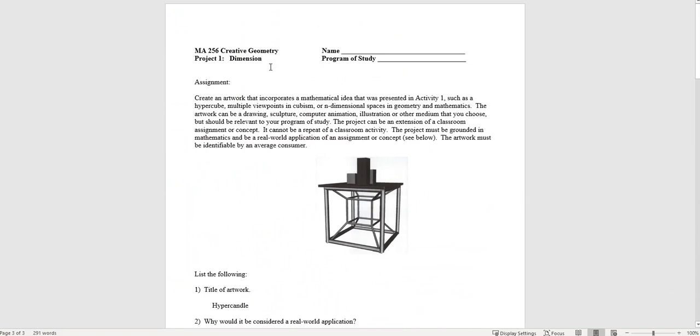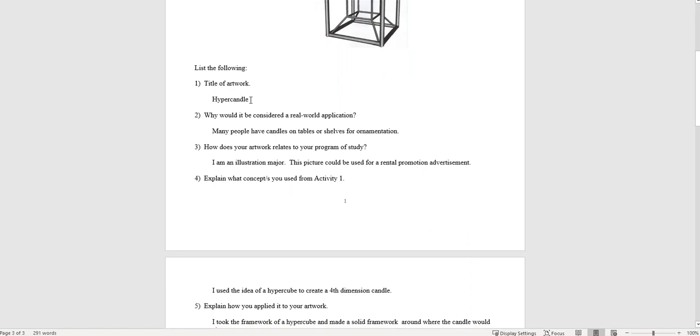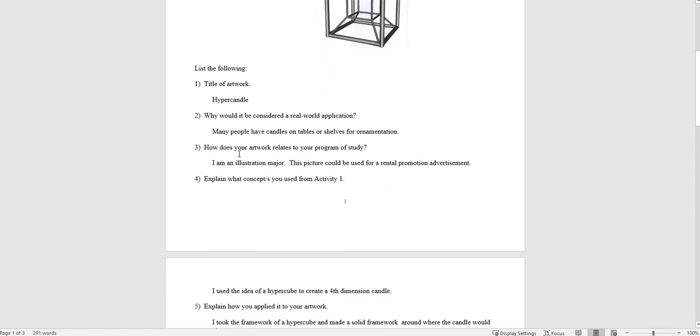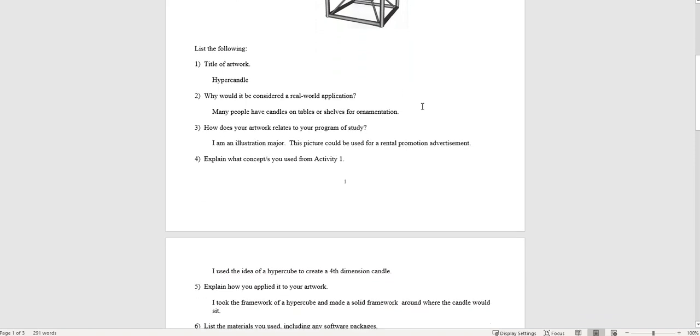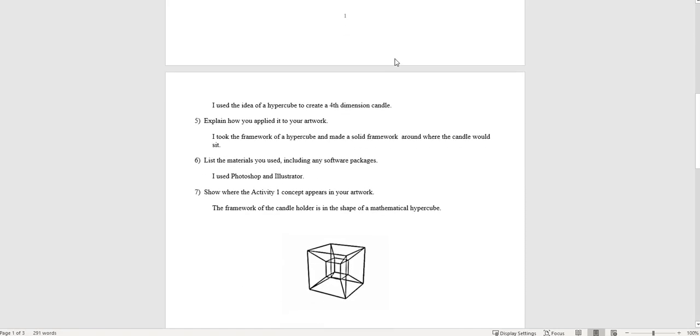All right, so again, the file is on Canvas. So you download the file, and then you fill it in. So this person did a hyper candle, and again, this was like a hyper table. So a little bit of a stretch, not much. Would it be considered real world? Yes, we understand the idea of a candle. Does it relate to your program? This person was an illustration major, so it could be used for rental promotion advertisement.